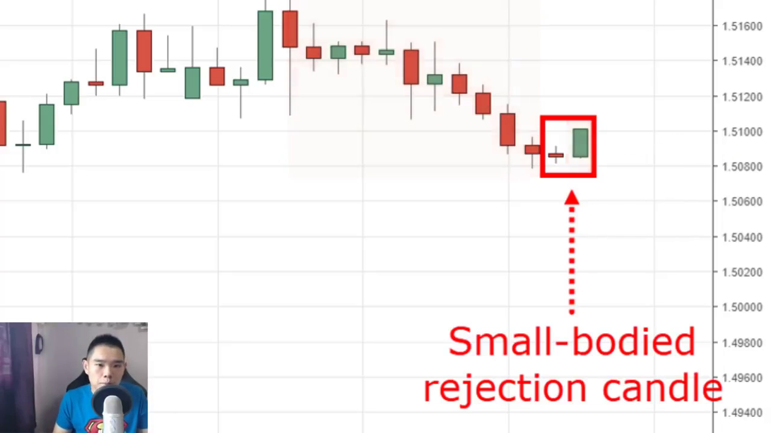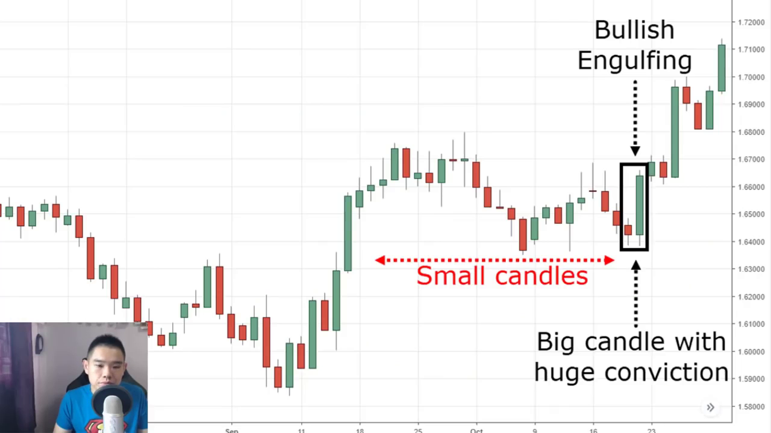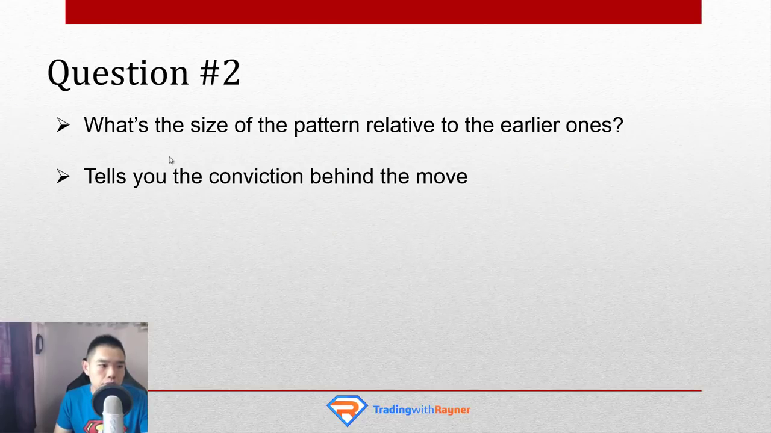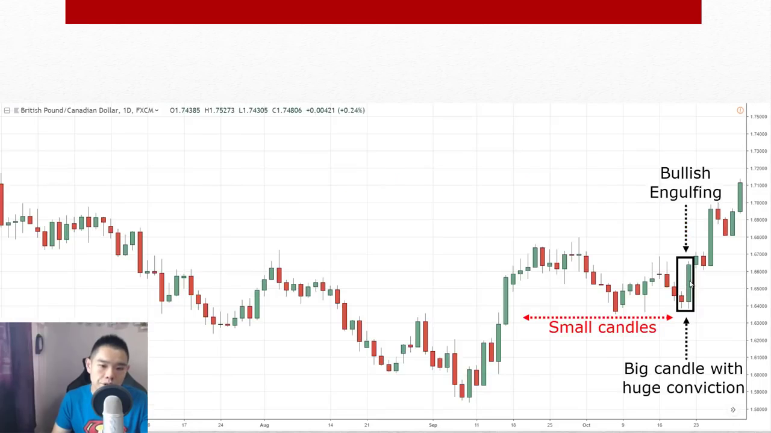But when you compare this with this one over here, this is the retracement, and now you see this big candle. Look at the size of this most recent candle relative to the earlier ones. This tells you there is strong conviction behind the move. Not only are the buyers in control, but there is also strong conviction behind the move. Can you see where I'm coming from? So when you answer the second question, what's the size of the pattern relative to the earlier ones, it tells you the conviction behind the move, whether the move is real or not. This is what we are trying to understand.